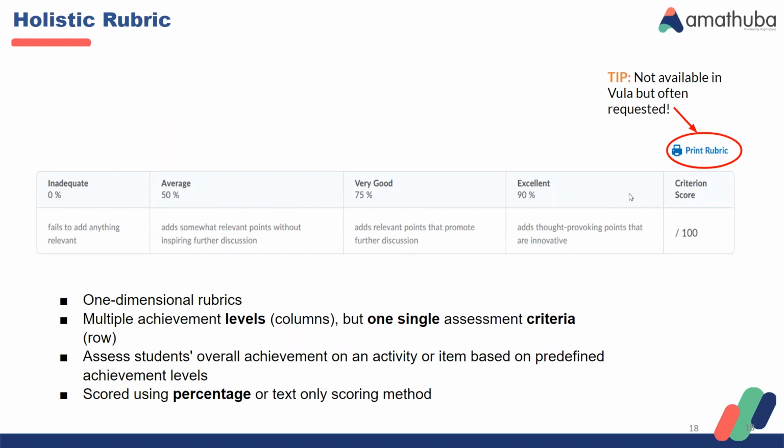The criteria is the row running from left to right, and the achievement levels are the columns running vertically. So you can basically assess a student's overall achievement on an activity or an item. Again, it's based on these predefined achievement levels, but as you can see, it's just a high-level overview, and you would score it using percentages or text. Text or percentage are the only scoring methods you could use on this kind of one-dimensional holistic rubric.